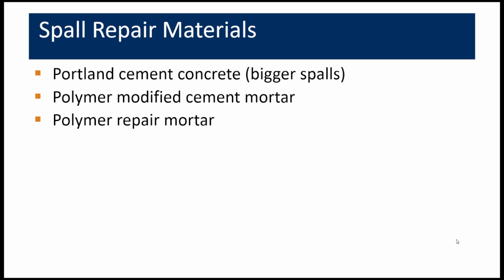So what kind of materials do we use for that? Well, if it's a big spall, and those do happen, then of course it's just like all the other concrete patch work: some form of Portland cement concrete is the way to go. But most of the time these are really small spalls, or at least in section they're small, and we want to use a fancier material. That's typically a polymer modified cement mortar, or sometimes a pure polymer like a urethane, and they can formulate those to be very rigid and an effective repair material in that context.